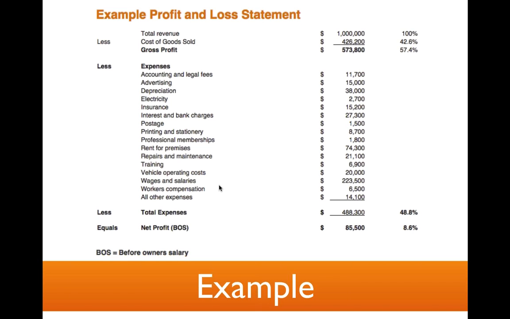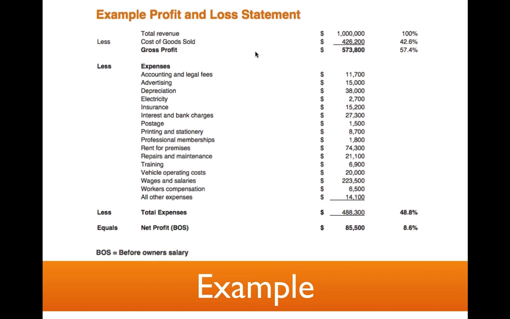Now, I believe you want to get to the point where you're adding your salary in here and taking it as an expense. Then, instead of net profit BOS, we get net profit, EBIT, earnings before income tax, like I showed you on the previous slide. So roughly, this business is running at 1 million, and it's about 8.6%. So it's reasonably low, especially because there hasn't been any owner income in here.